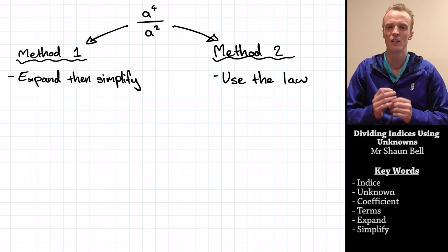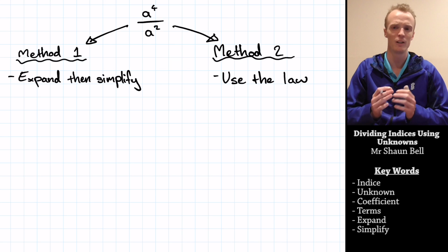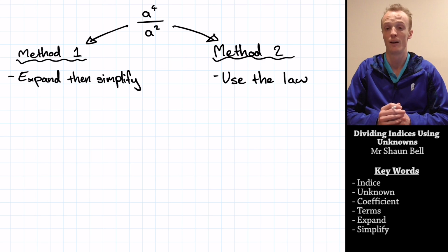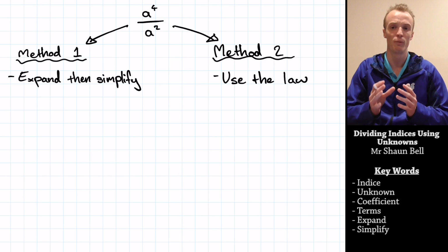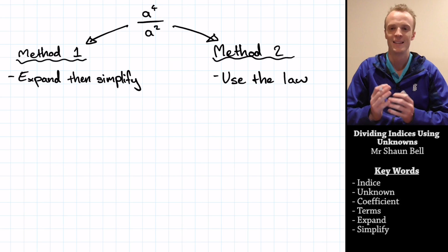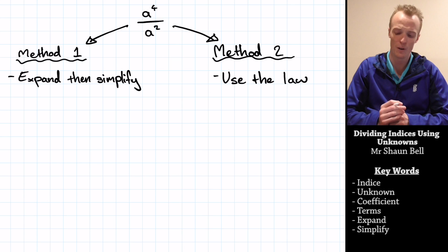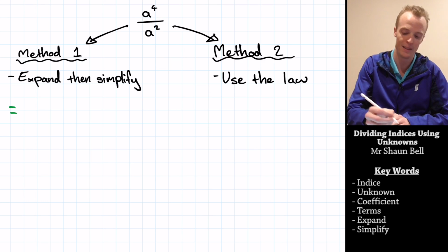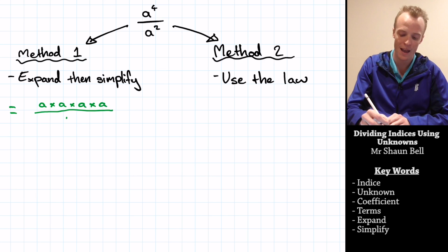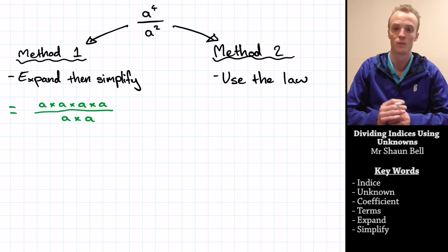Now throughout this video, I'm going to use two methods. The first method is where I'm going to expand each problem and then simplify it, where the second method is the more preferable method I'd like you to use. And that's where we take the index law and we apply it to the problem. So let's start with method 1. Now the problem we've got here is a to the fourth power divided by a to the second power. So when we look to expand this, a to the fourth power is the same as saying a multiplied by itself a total of 4 times, and that's all going to be divided by a multiplied by itself twice.